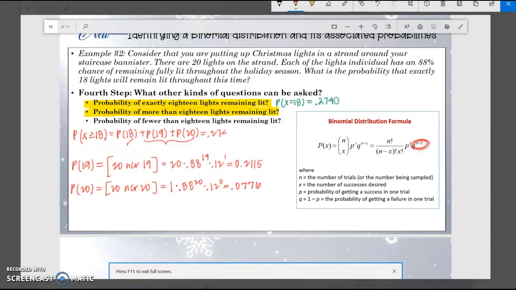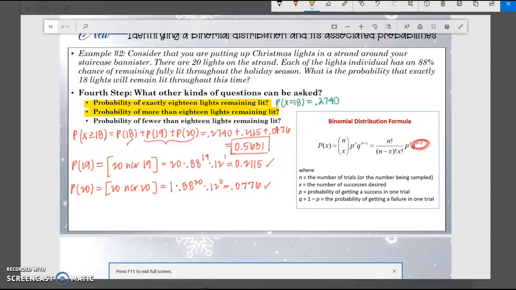So I just need to add my three probabilities together. So this will be 0.2740 plus this one, 0.2115, plus this one, 0.0776. So go ahead and enter those values into your calculator, 0.2740 plus 0.2115 plus 0.0776, and you should get out 0.5631. So we have about a 56% chance of 18 or more lights staying lit.